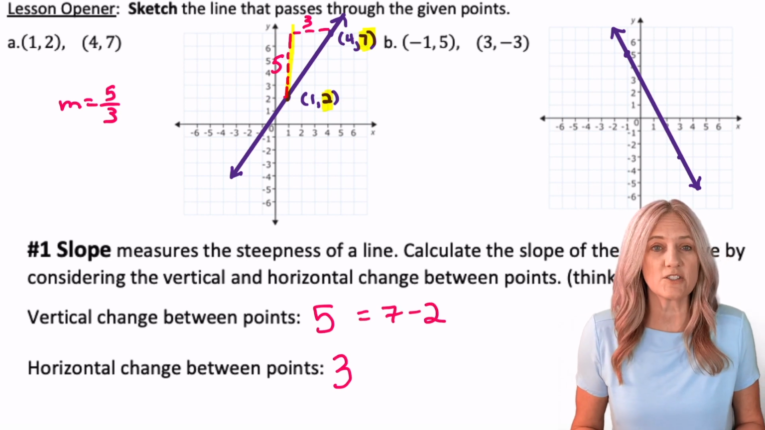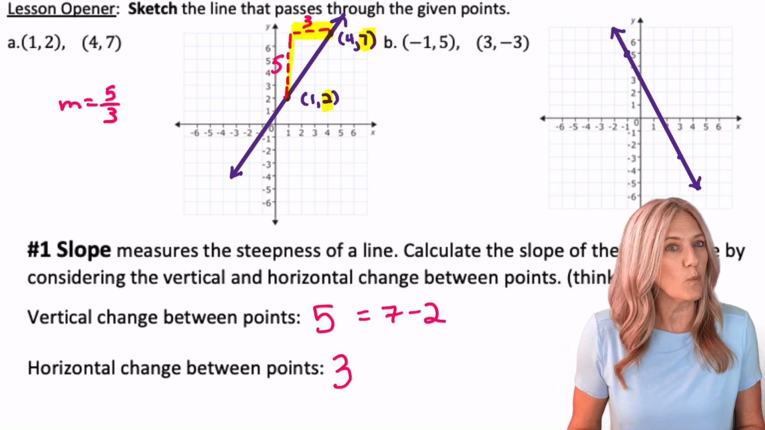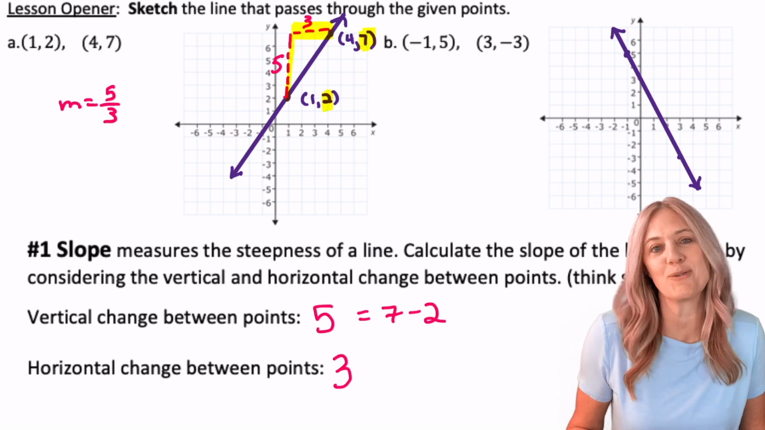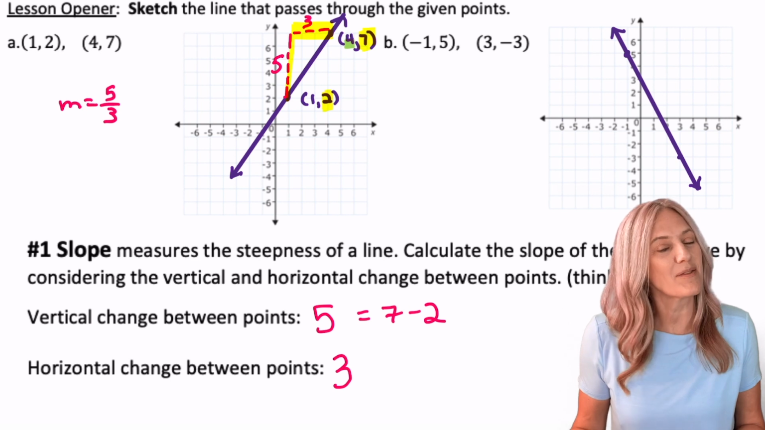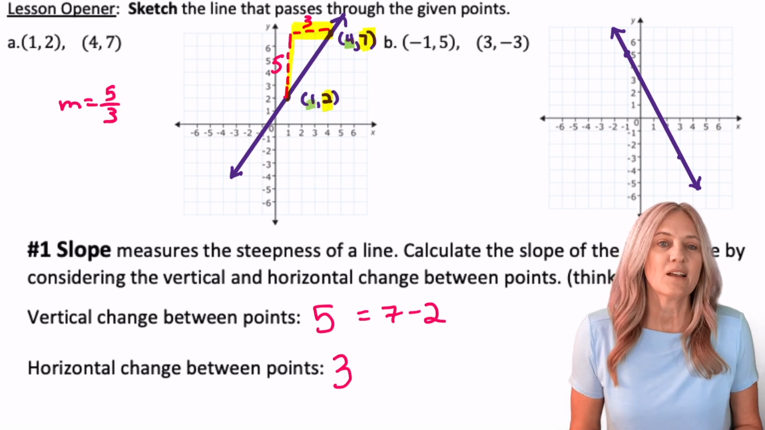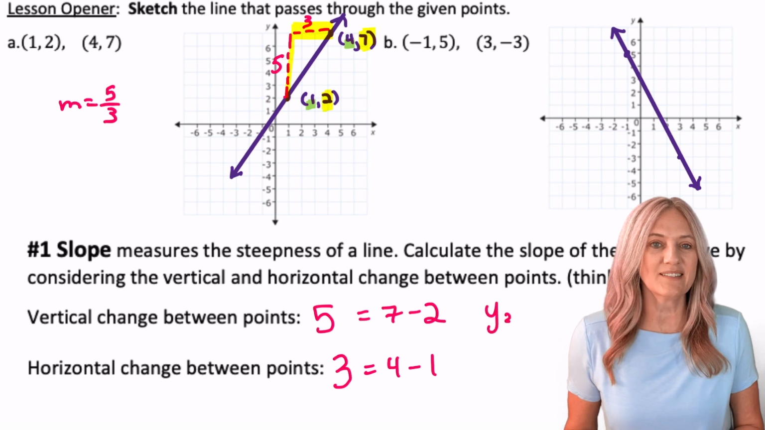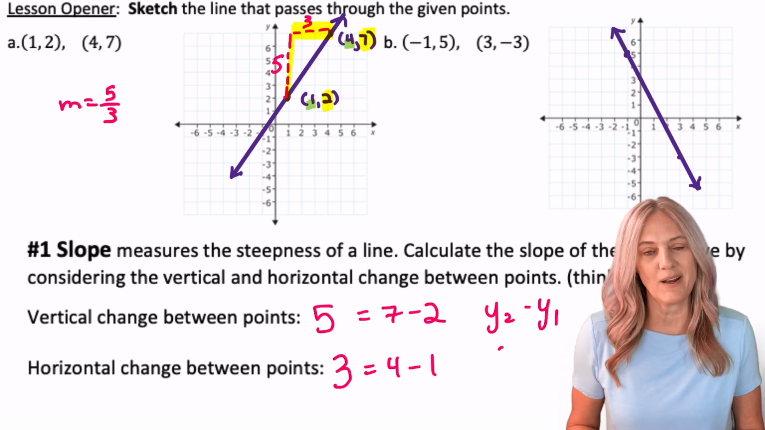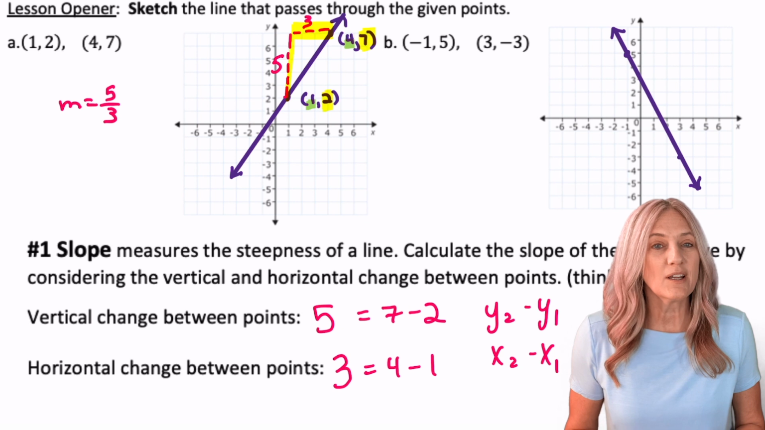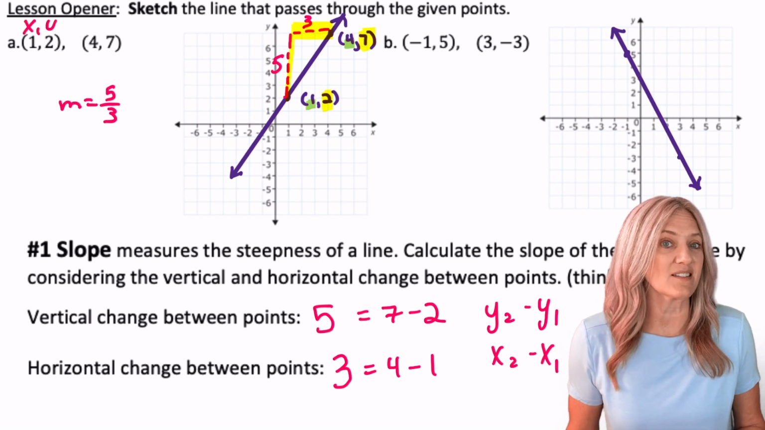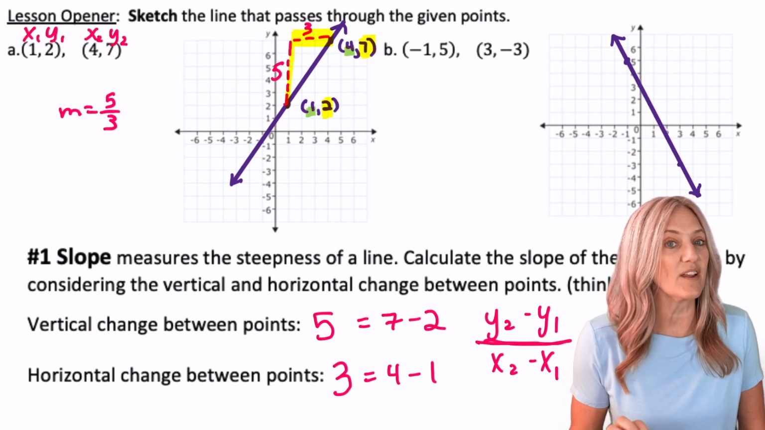We had a horizontal change of 3. Well, once again, take a look at those x-coordinates. 4 minus 1, 3. The slope formula is y sub 2 minus y sub 1 divided by x sub 2 minus x sub 1. Remember, it's best to label the points and always use the same point first.